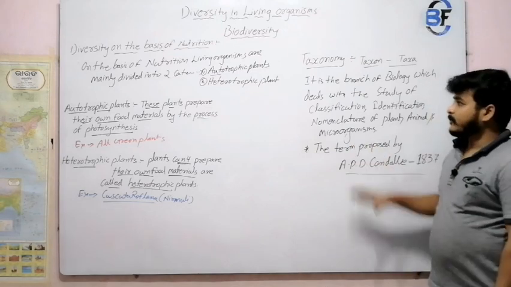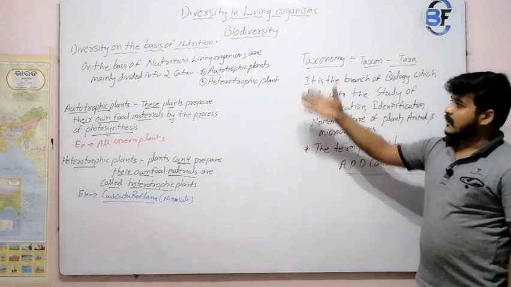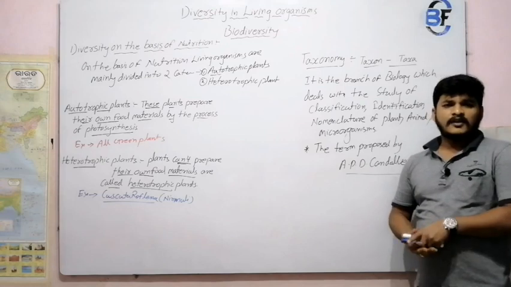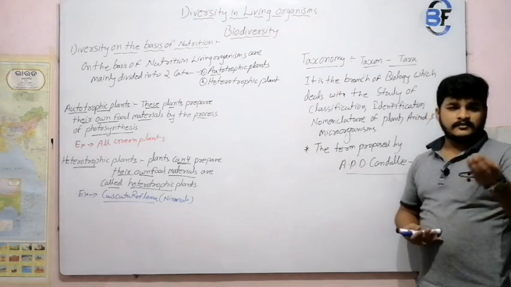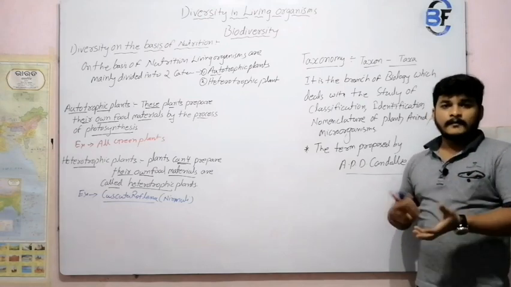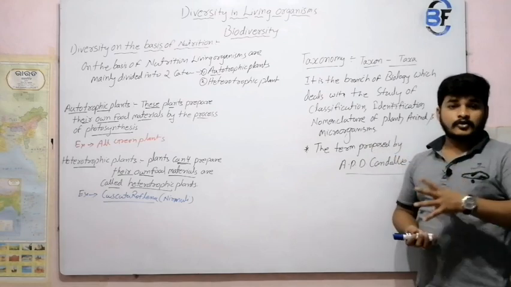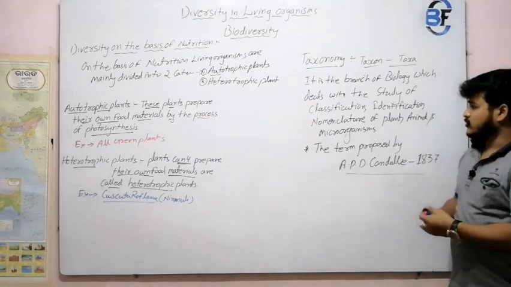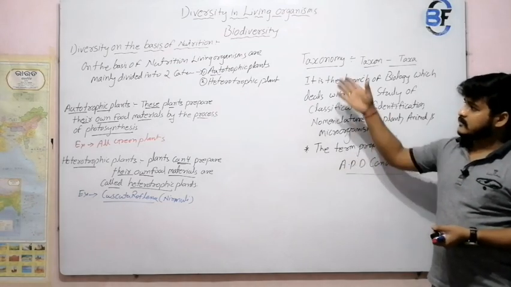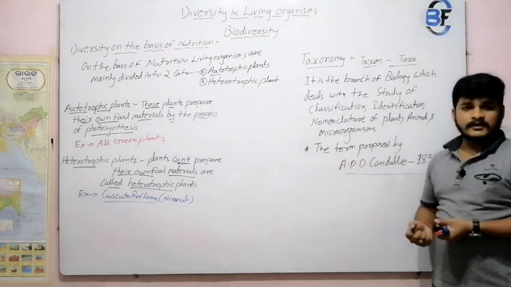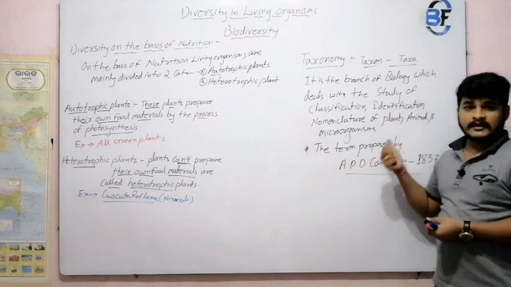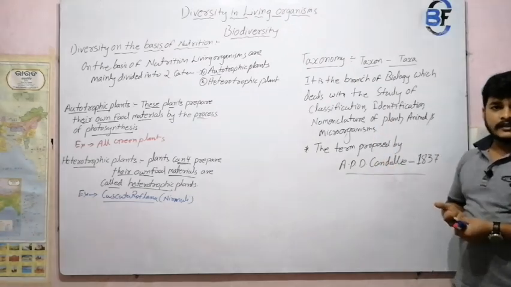So that is about taxonomy, and this is about diversity on the basis of nutrition, where we discussed two basic and simple things: autotroph and heterotroph. We are going to study autotroph and heterotroph in ecology in second year, I hope. I hope this small session on biodiversity is helpful to all of you. In our next class we are going to study taxonomy and classification briefly. Till then, stay tuned. Thank you.